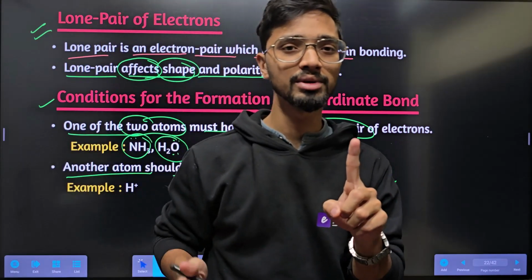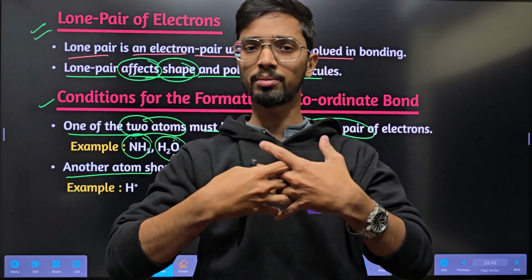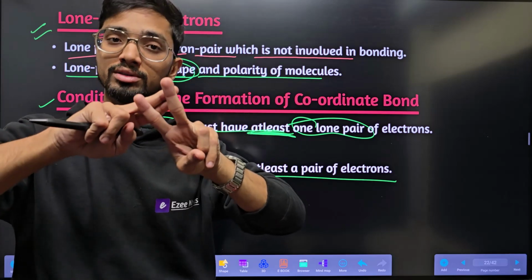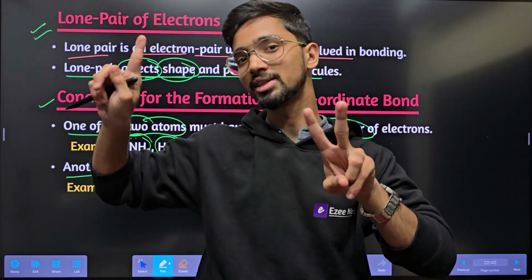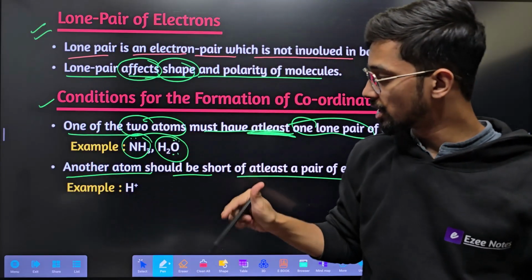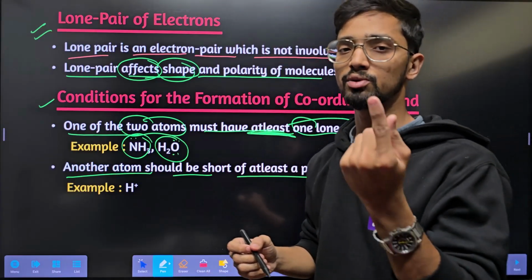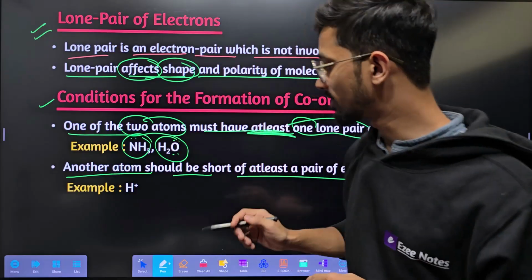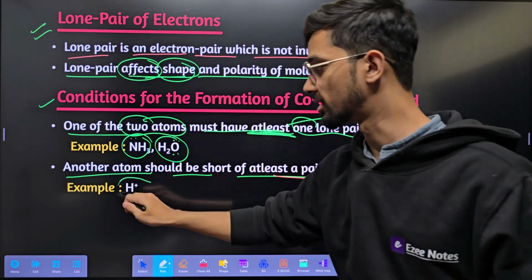If one electron extra, it means ionic bond. One extra, one more, they'll form a bond. That is ionic bond. Here, I need two electrons from a single atom, not from two other atoms, right? From a single atom. So any atom which is donating should have at least one lone pair of electrons, and the one which is receiving should have a deficiency of at least a pair of electrons.